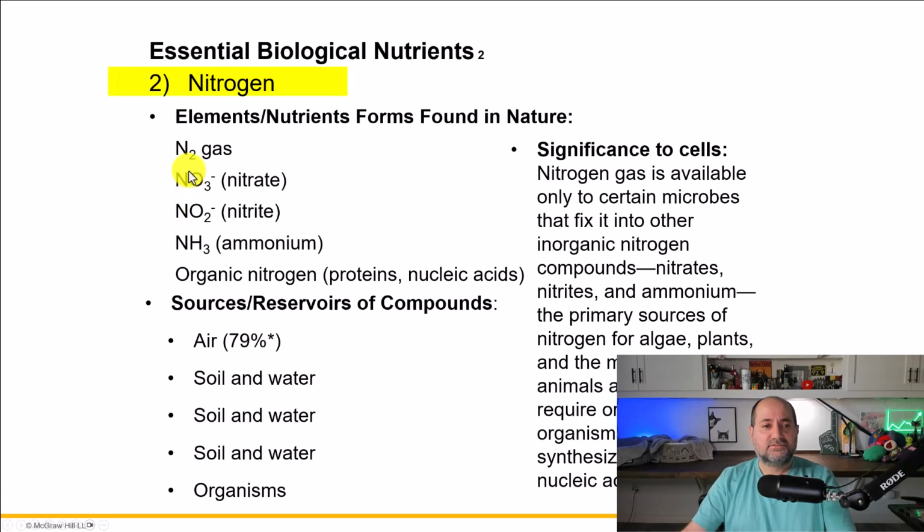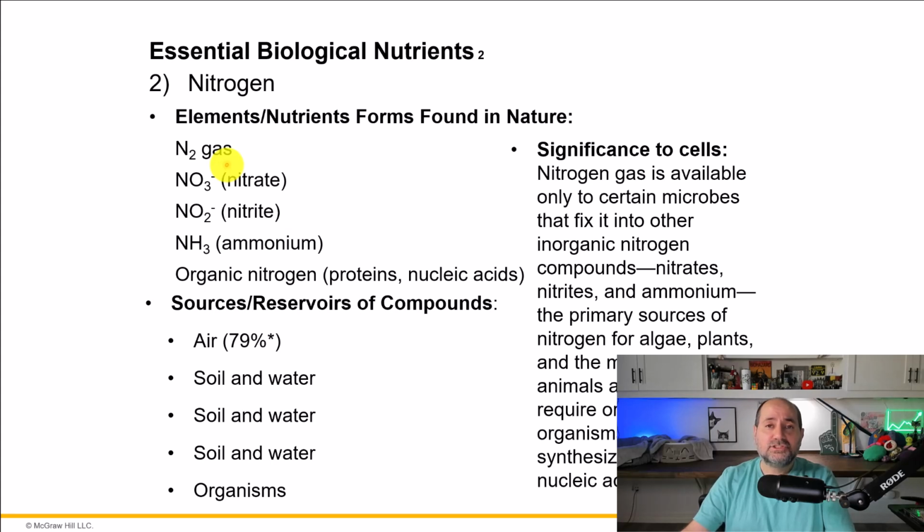Nitrogen comes from many different sources. You and me get our nitrogen from organic nitrogen, right? By eating proteins, by eating nucleic acids, that's how we get our nitrogen. But did you know that microbes can get their nitrogen from the soil, right? Think about nitrate, the chemical, or nitrite, the chemical, or ammonium, the chemical. Some plants can even get nitrogen. Some organisms too can get their nitrogen from the air.